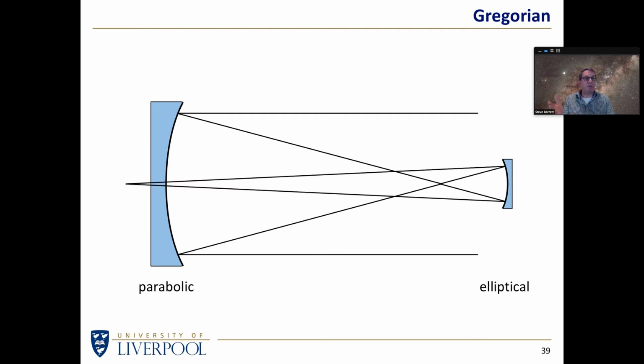And in this case, in the Gregorian design, we take the light to the other side of the primary mirror, which of course means we need a hole in the primary mirror. That's a small price to pay to now put the light somewhere where we can place an eyepiece or a piece of photographic film, or ultimately, if we wished, a CCD detector.